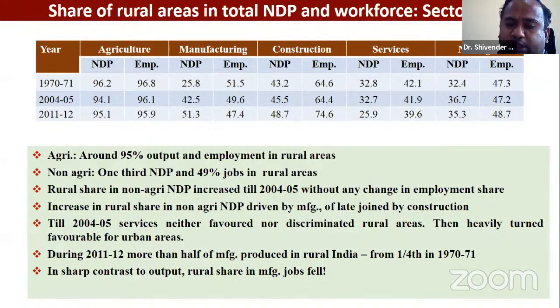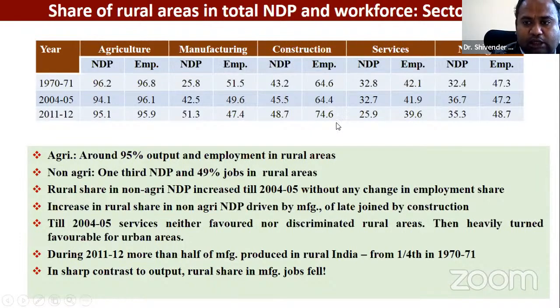You will find it interesting to note that, of course, it's a well-known fact that almost 95% of the total output in agriculture as well as employment in agriculture is in the rural area. Agriculture is a rural activity, so almost everything is produced in rural areas. In terms of non-agriculture, about one-third or 35% of the total non-agriculture output in the country is produced in rural areas, as an aggregate, and about 48%, about half of the workforce, is engaged in non-agriculture.